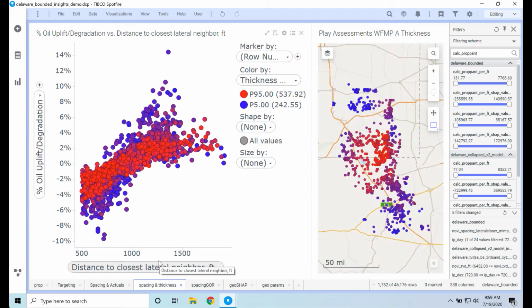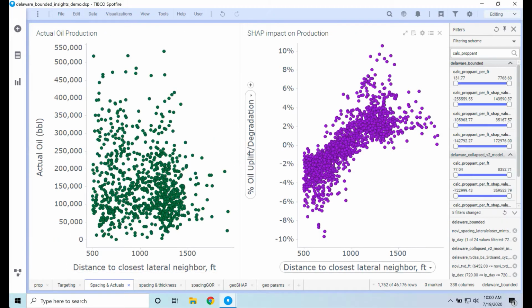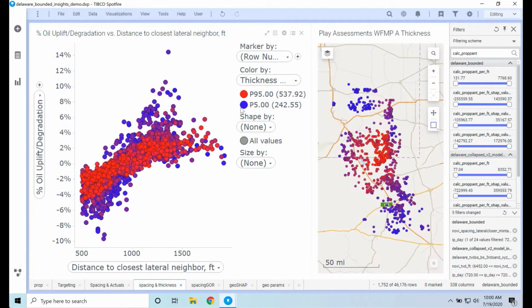But I want to show you a pretty cool thing. You may be wondering why on that chart it looked like maybe there are some wells that had a slightly different trend, and another set of wells that had a different trend. And here I have that same chart, but I'm coloring it by the thickness of the Wolfcamp A. So in blue we have it's thin, so that's 240 feet thick.